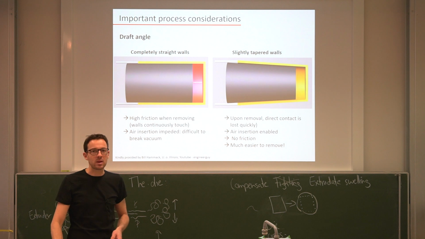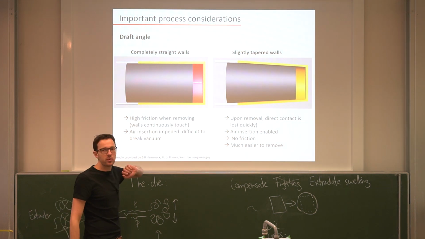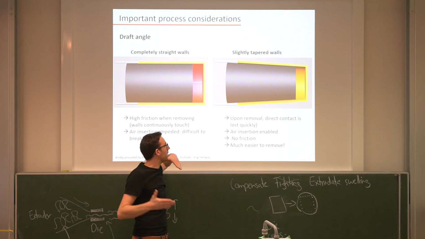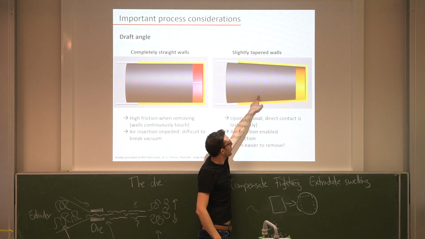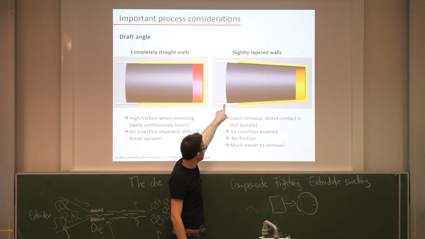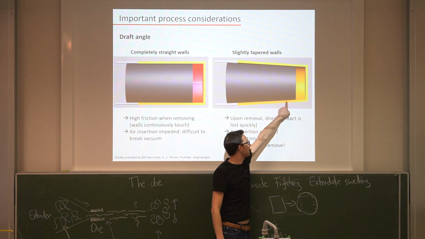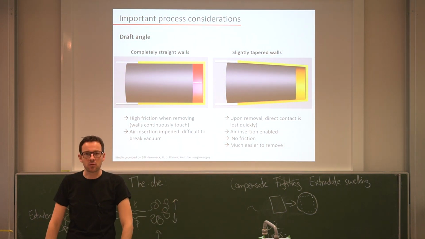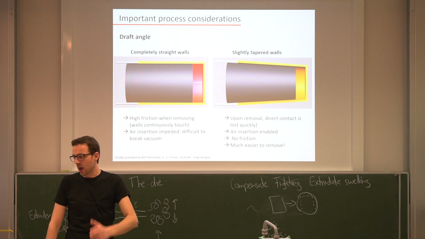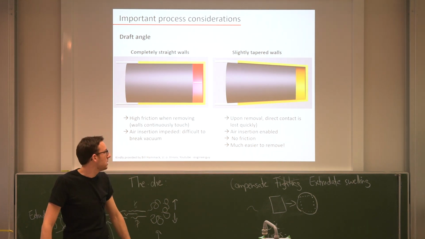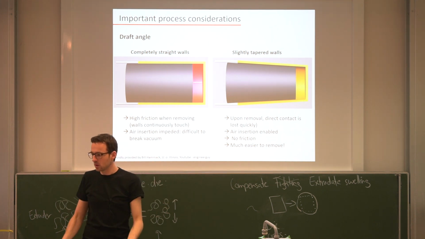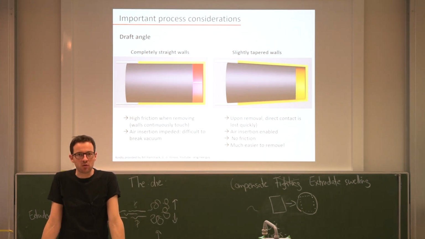So see here, maybe a little bit exaggerated, if you taper the walls and don't make them perfectly straight, but a little bit opening, as you move your mold out a little bit, you start to open up air channels that run all the way to the interior, and that allows air to flow in, and then you break the vacuum very efficiently, and that means it's much easier to separate. And of course you also eliminate friction from pulling out. So that is the most efficient way to design your material.